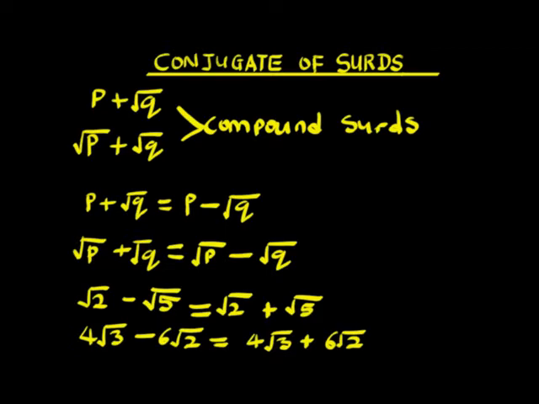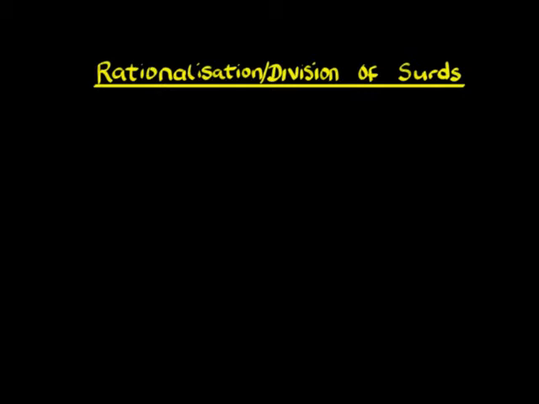Now we have to use this knowledge of conjugates to solve questions that relate to the rationalization of surds. When we are told to rationalize surds, we need to apply the knowledge we have gotten from the conjugates of surds. Now let's go straight to the rationalization, or division, of surds.